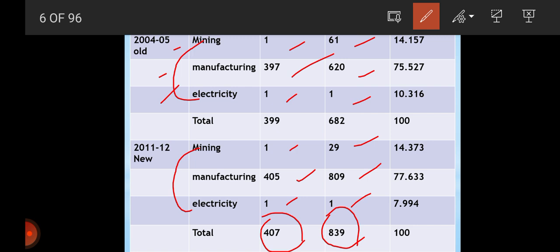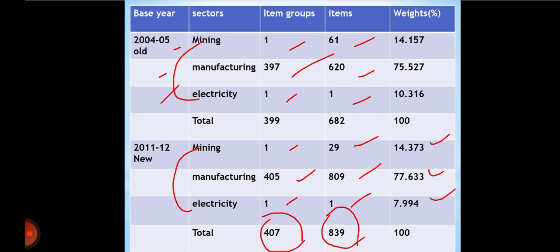And in these three indicators, manufacturing has the biggest share in IIP. Second is mining and third is electricity. So in the exam, you can write both old and new, and if you are not able to remember the old base year, you can write the new base year. Okay, next.